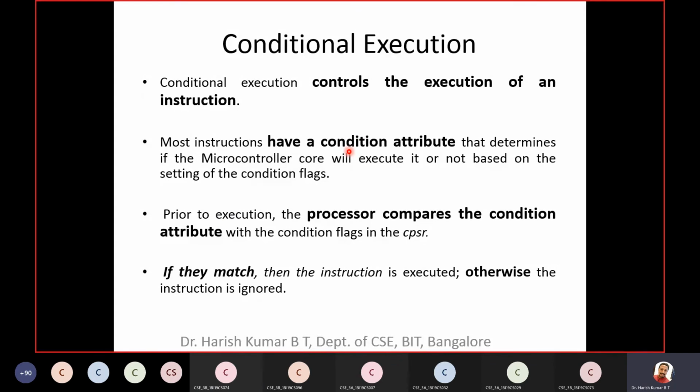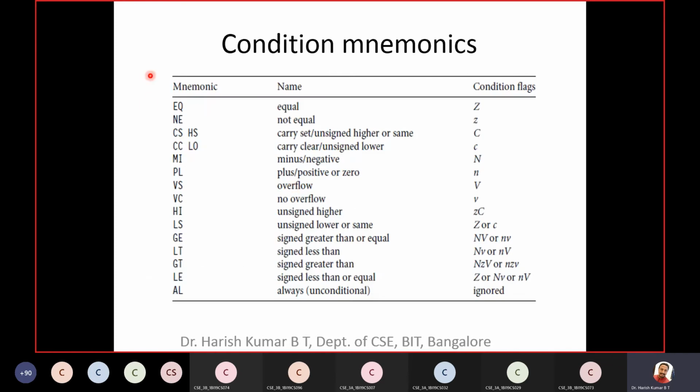Now conditional execution. So it is possible for you to embed conditions within the instruction. Most instructions have a condition attribute that determines if the microcontroller will execute it or not based on the settings of the condition flags. Say for example, I want the move instruction to be executed only if the condition is satisfied. These are all the conditional mnemonics. Let me take a pen. Say MOV.